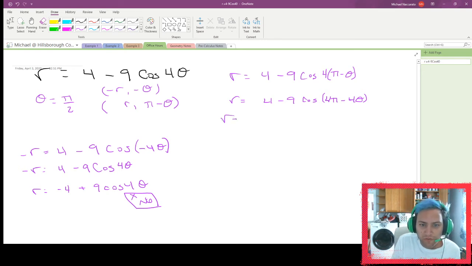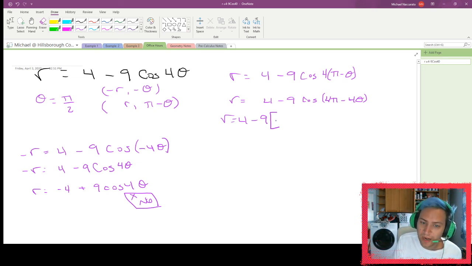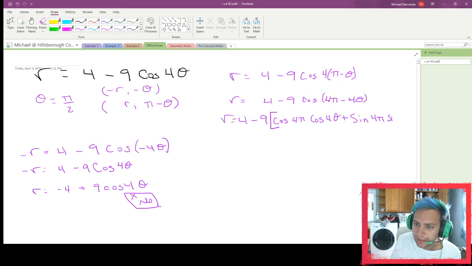So then when I go ahead and write out the entire thing, put our 9 on the outside still, we'd have cosine. Remember, cosine does cosine, cosine, and then the opposite sign, and then sine, sine. So what I mean by that is I'm going to do cosine of 4 pi and cosine of 4 theta. And then because this is minus, we're going to put a plus, and then we do sine of both of them. Sine of 4 pi and sine of 4 theta.